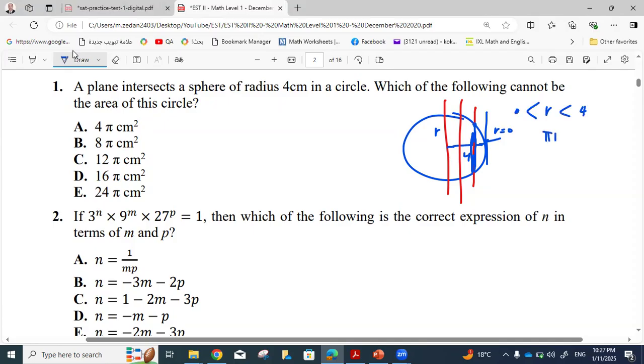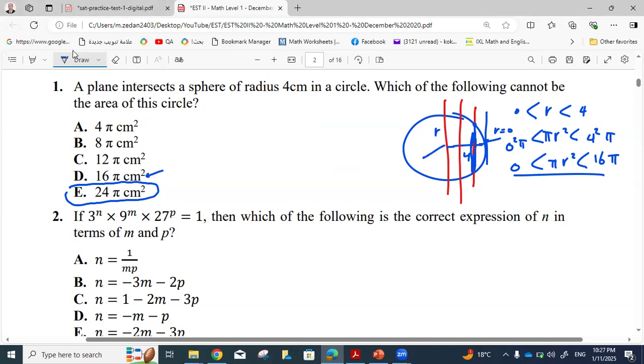So the area, which is pi r squared, lies between 0 and 4 squared pi. So the area of this cross section will be between 0 and 16 pi. You just pick the one that is not in this range, which is 24 pi. The area of this section can never be 24 pi. It may be 16 pi, in the middle, if the plane passes through the center of the sphere, or any number less than that will be one of these sections.